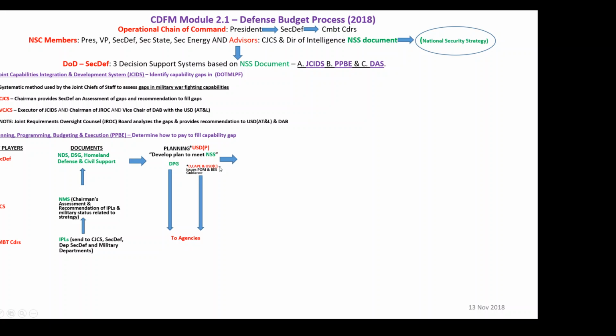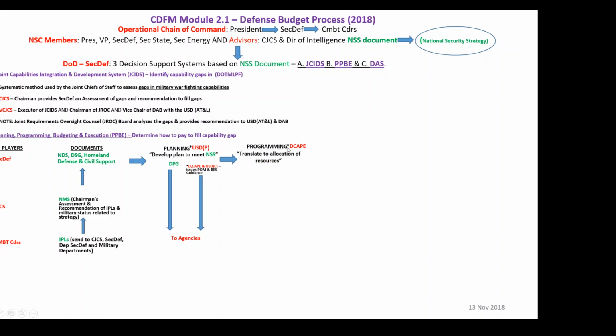Why do they issue the guidance? Because remember when I discussed this, I said that the Director of CAPE is responsible for the programming phase, and the USD Comptroller is responsible for the budget and execution phase. So it sends down guidance to the agencies.